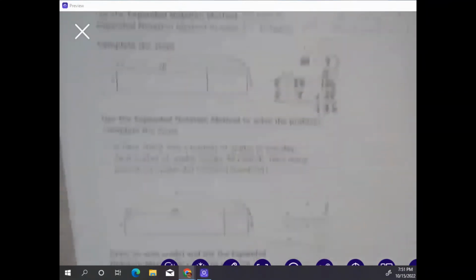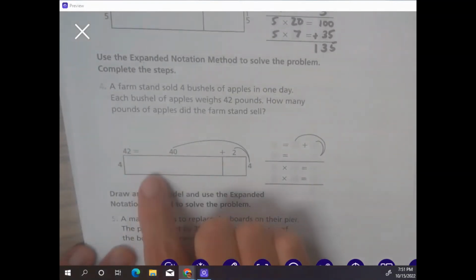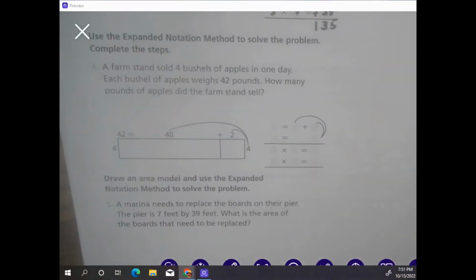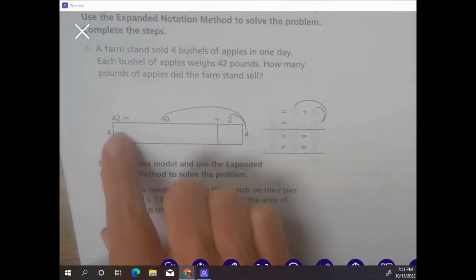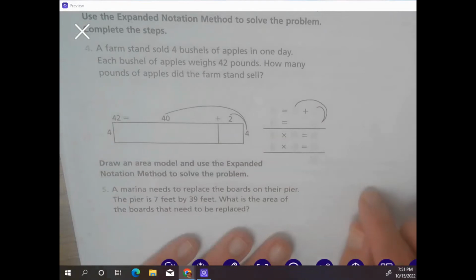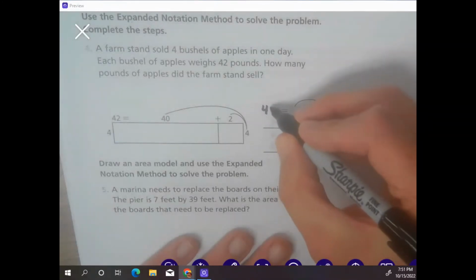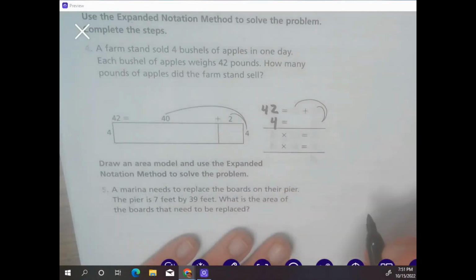I'm going to move my screen here for you. And we can see they have the place value method right here for us, so we can kind of see that. But again, today we're working on the expanded notation. I can zoom in maybe just a little bit more for you. So we have 4 times 42 is our problem. I'm going to rewrite the problem the way we often see multiplication problems written, with 42 on top and the 4. 42 times 4 again is our problem.